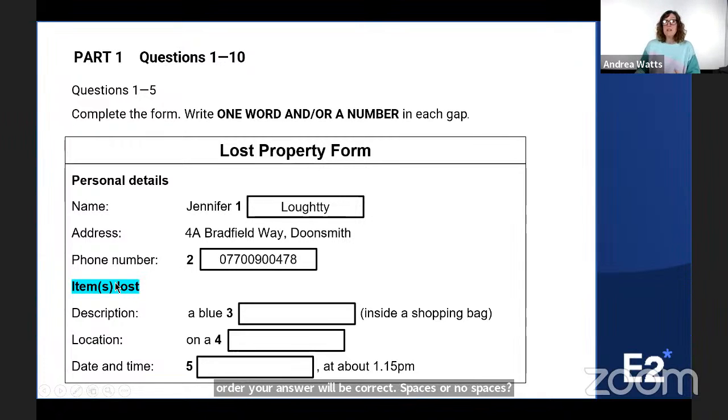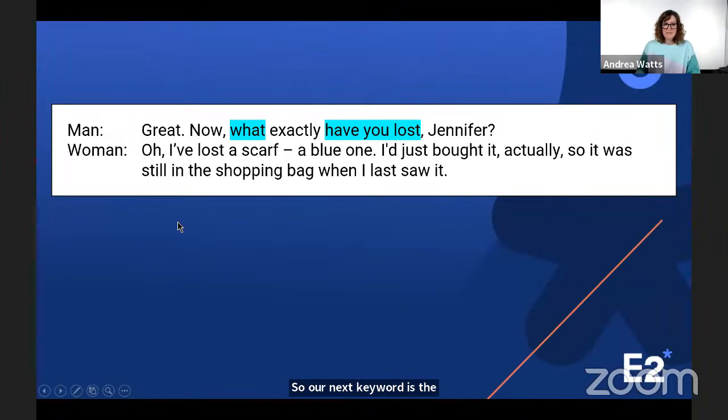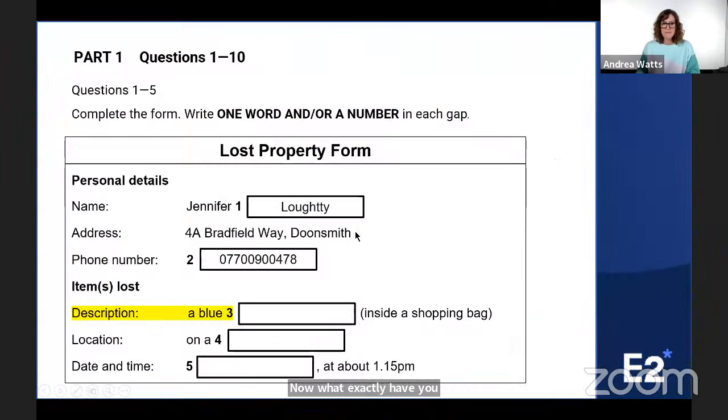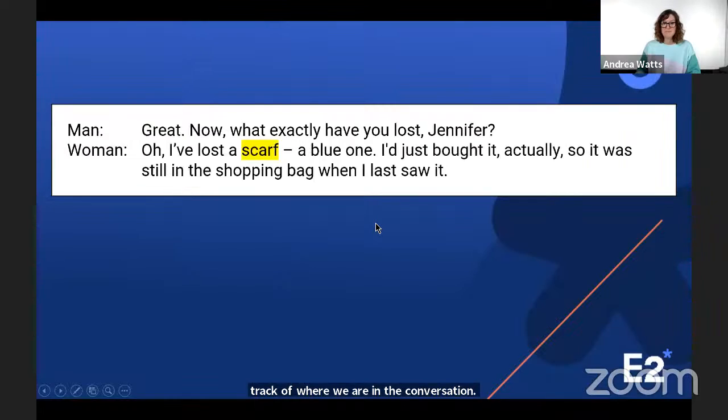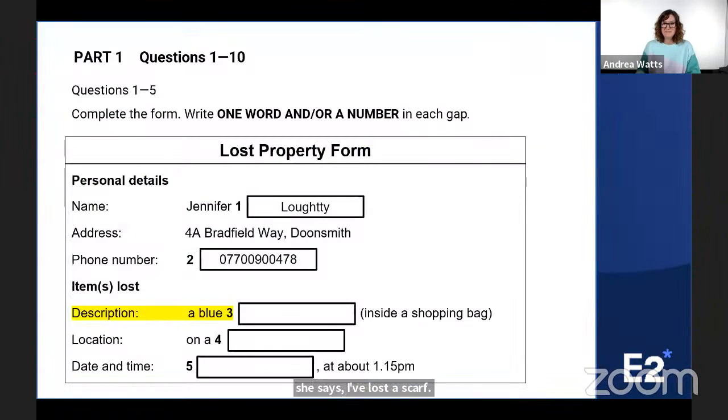So our next keyword is the items lost. And again, he gives us that little signal in the audio. Now, what exactly have you lost, Jennifer? So we can keep track of where we are in the conversation. And we're listening for a description, a blue something. And she says, I've lost a scarf, a blue one. Be careful with your spelling. It's a bit of a tricky word to spell, that one. You do need to spell it correctly.